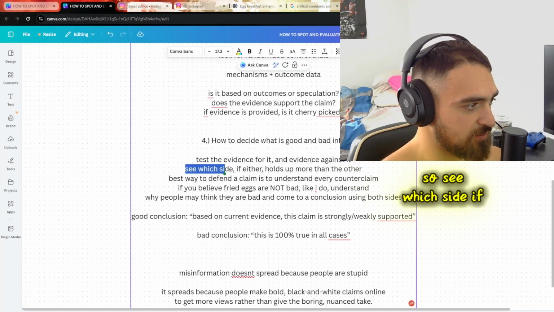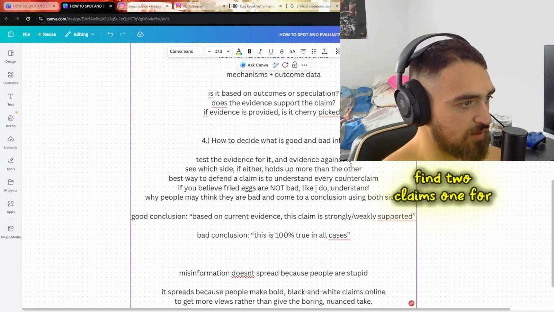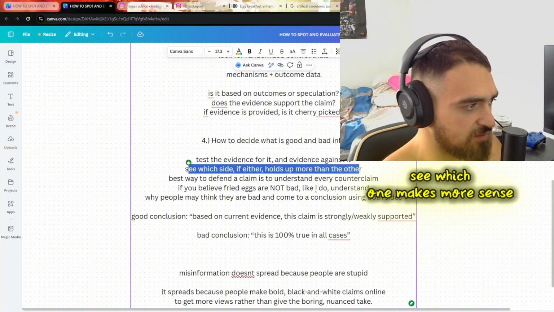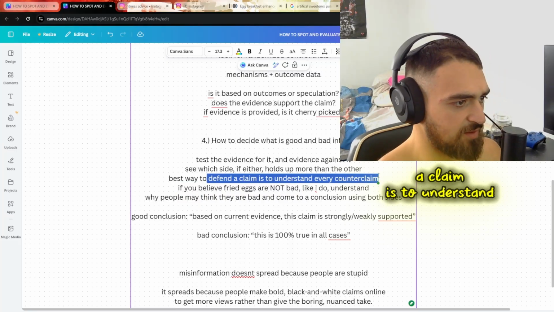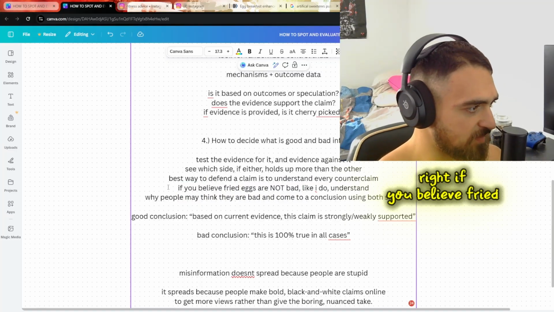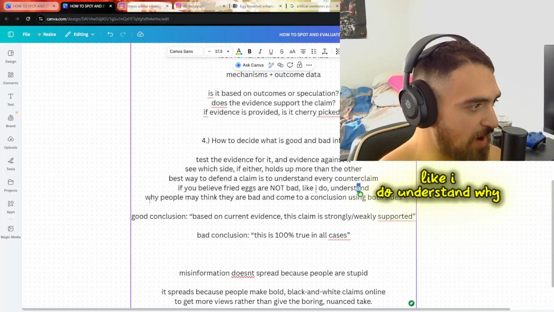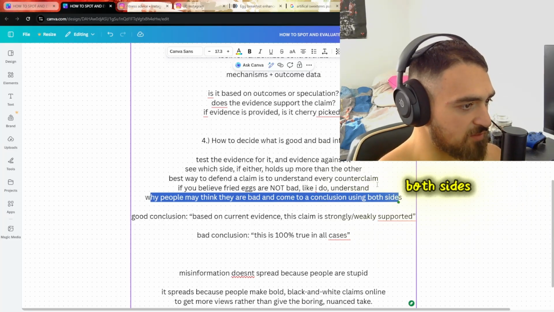Okay, so see which side, if either, holds up more than the other. Find two claims, one for, one against. See which one kind of has more holes in it. See which one makes more sense. The best way to defend a claim is to understand every counterclaim, right? If you believe fried eggs are not bad, like I do, understand why people may think they are bad and come to a conclusion using both sides.